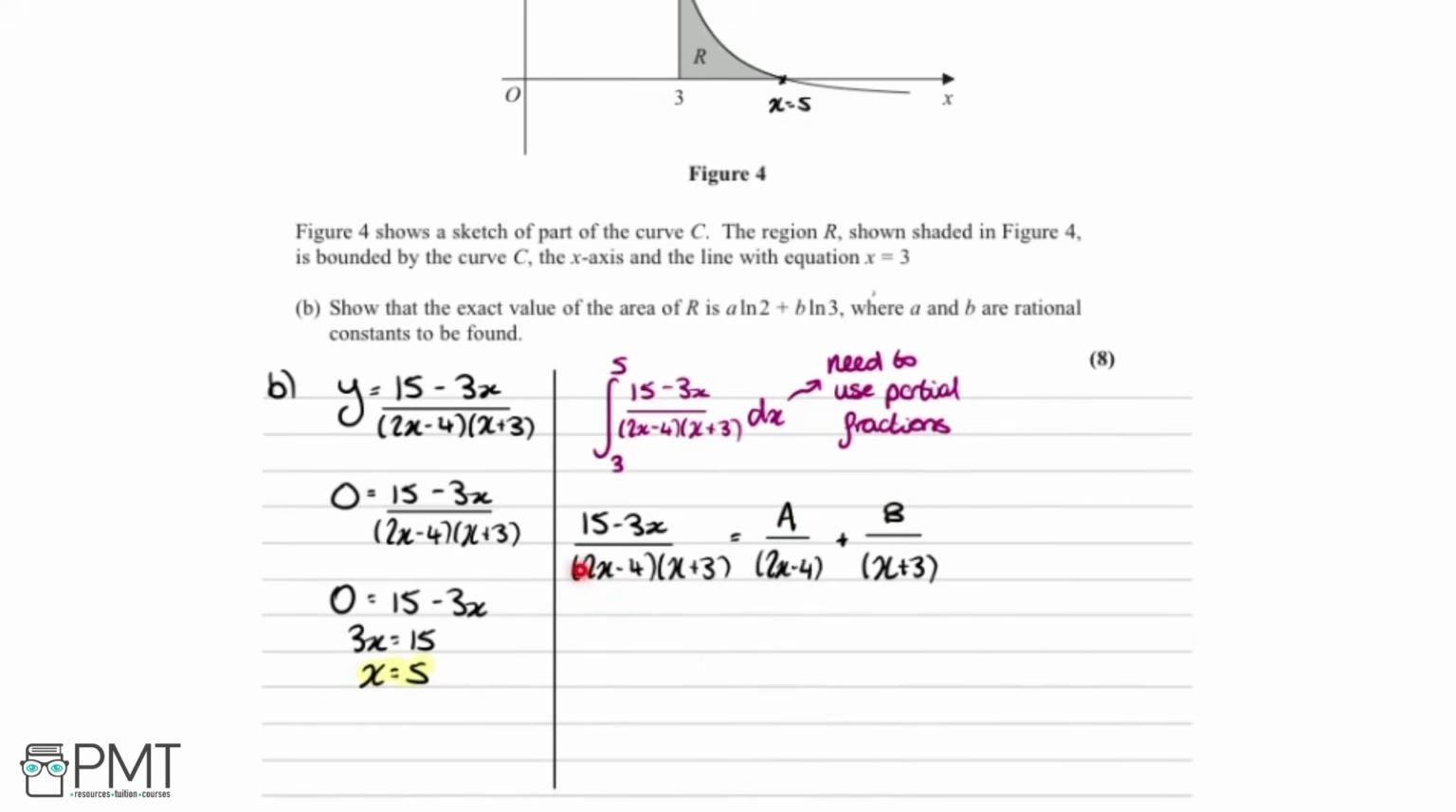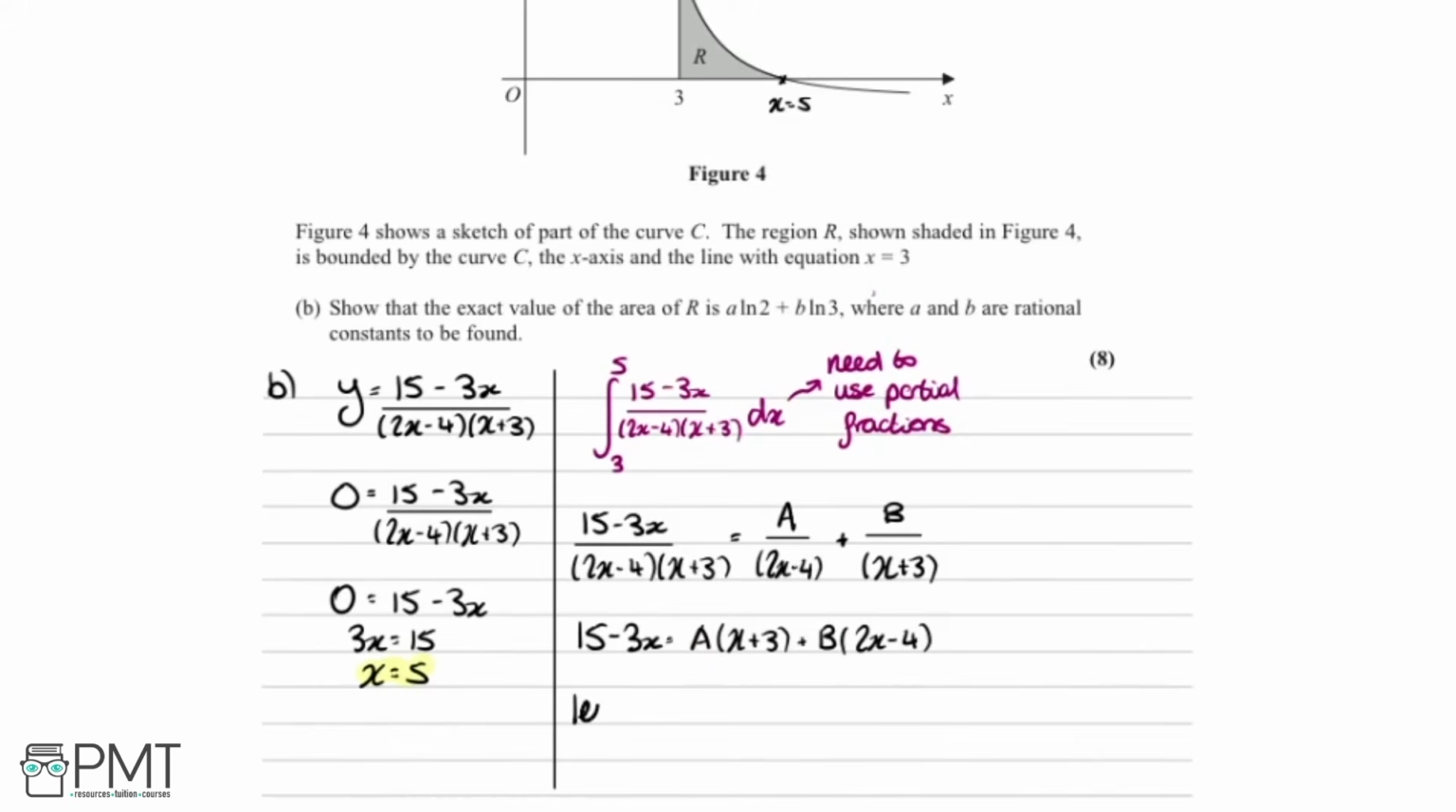So what we're going to do is multiply both sides through by the denominator here. This means it cancels out here, so we just get 15 minus 3x. And these brackets will cancel, so we'll just get A multiplied by (x plus 3). And these brackets will cancel here, so we'll just get B multiplied by (2x minus 4). So now we're almost there working out what A and B are. We're going to take a couple of steps.